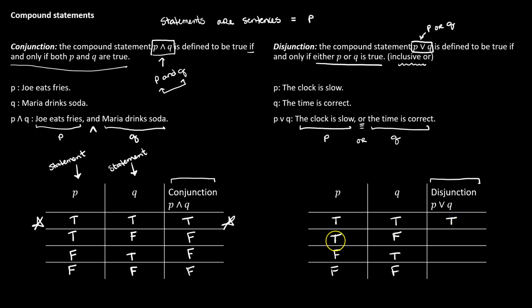In the second row, I have one T, one F. All I need is one, so the disjunction is true. Third row, one F, one T, perfect. We have the T we need. We can ignore the F. All we need is one T. And in the last row, I have two Fs. There's no T's down here, so this disjunction would be false if both P and Q are false.